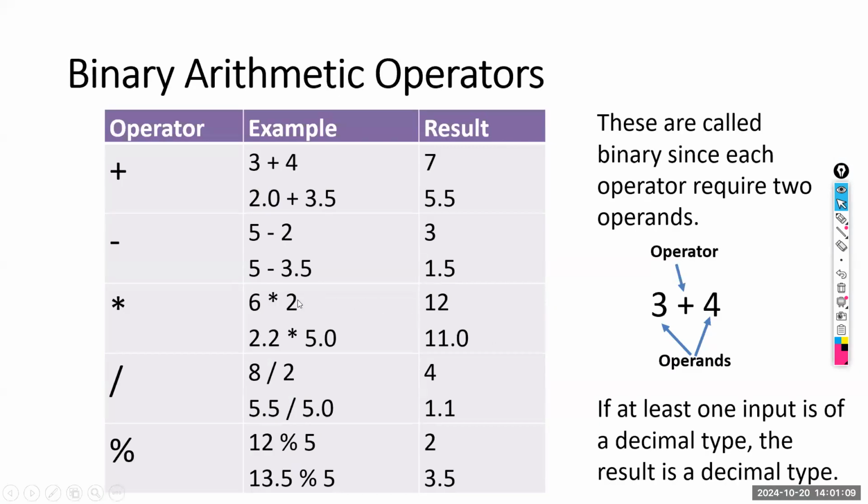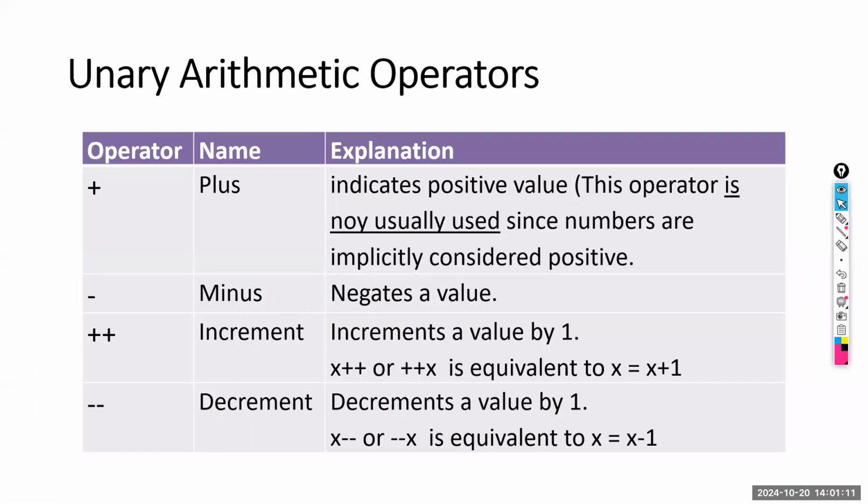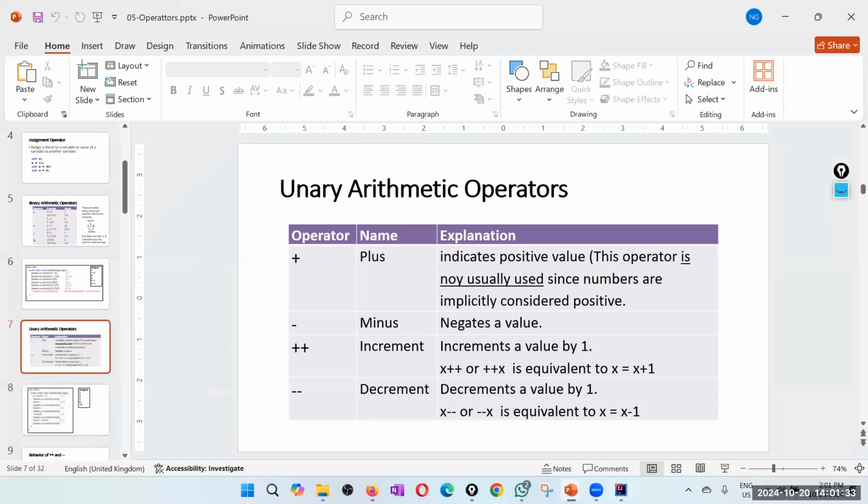Then we have unary arithmetic operators. We have 4 unary arithmetic operators: plus operator, minus operator, increment operator, and decrement operator. The plus operator we usually don't use because it's implicit. But increment, decrement and also the minus operator we need to use. So let's take an example.